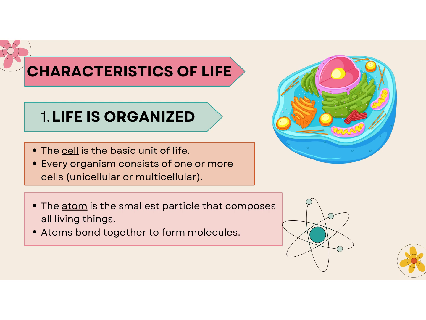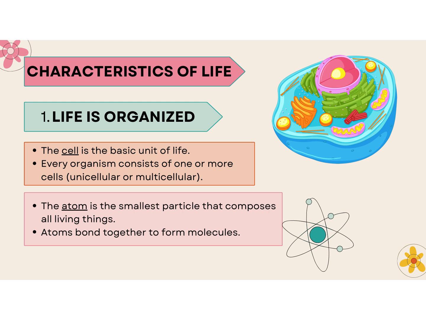Now, the cell is the smallest functional unit of any living thing and forms the basis of higher levels. Every organism consists of one or more cells. If an organism is made up of one cell, we call it unicellular. If an organism is made up of more than one cell, we define it as multicellular.